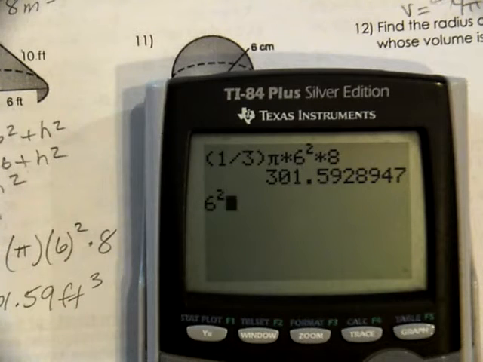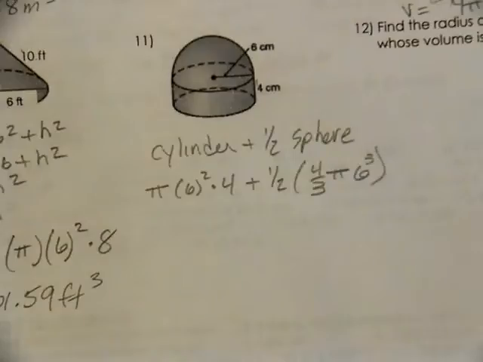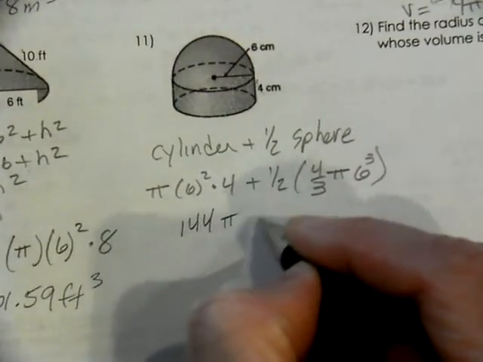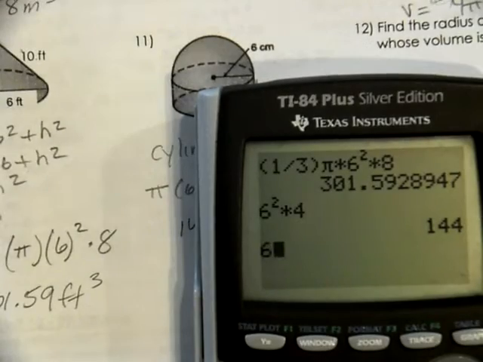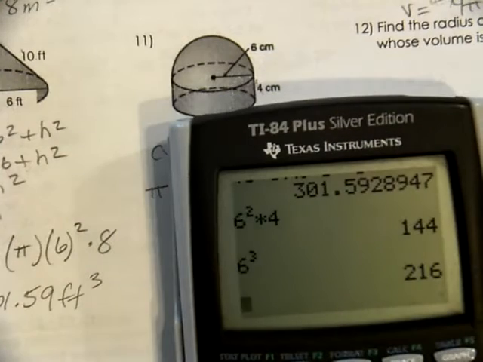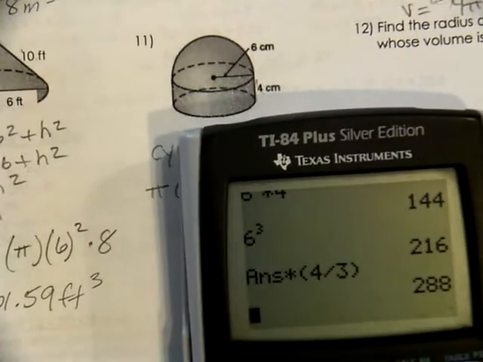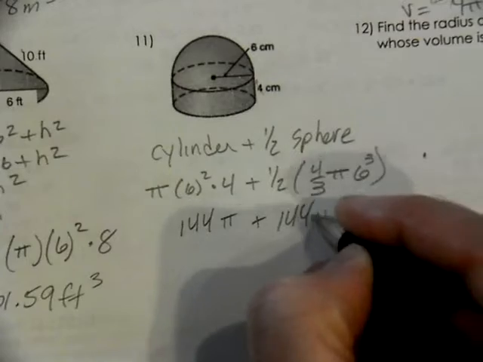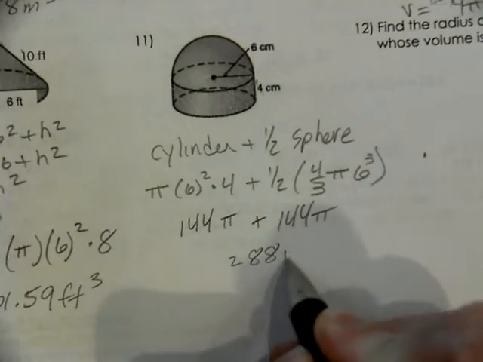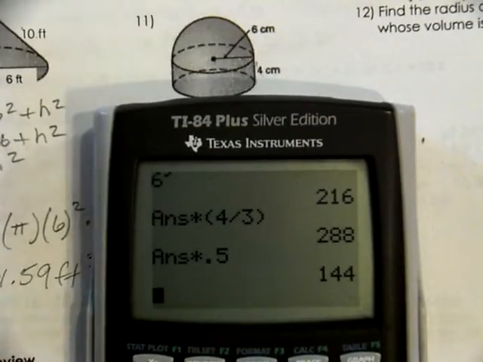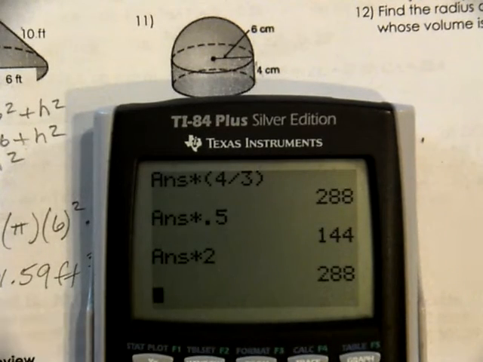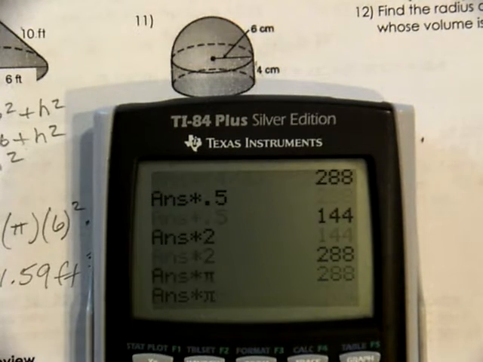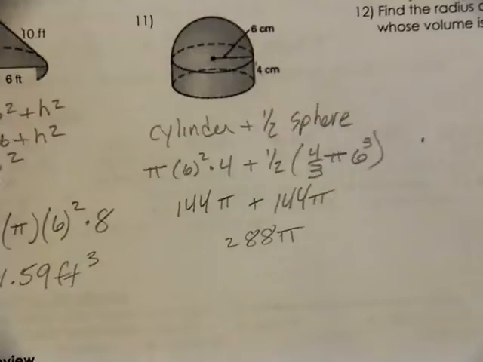So this is 6 squared times 4, 144. This is 6 cubed times 4/3 times a half. That's 144. They both have pi, so that's 288 pi. That would be like your exact answer. But we would want, when we times that by 2, because we have 2 of them, and times that by pi, we have 904.